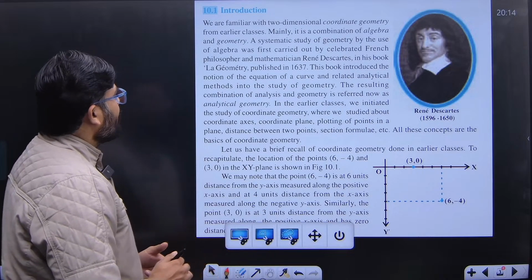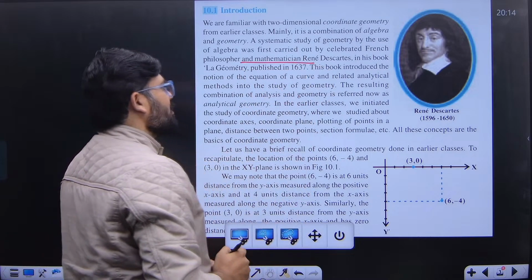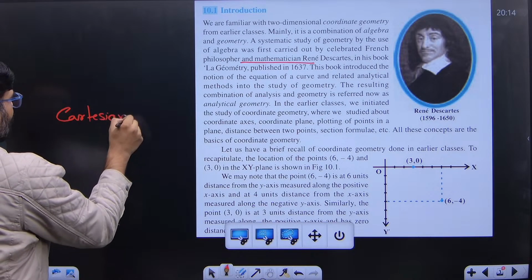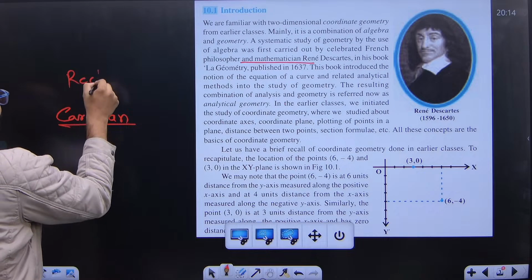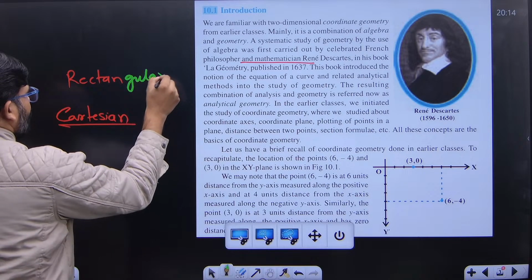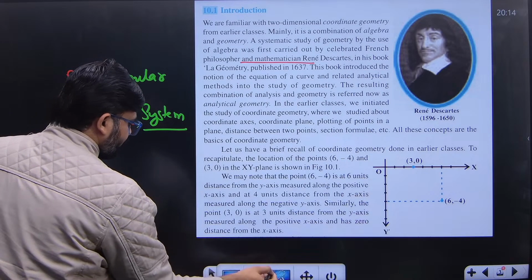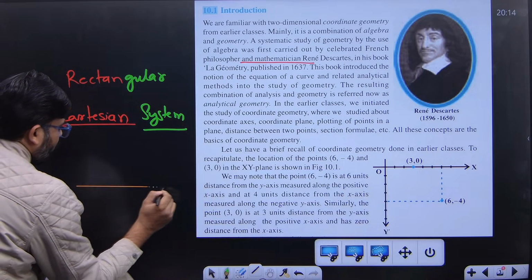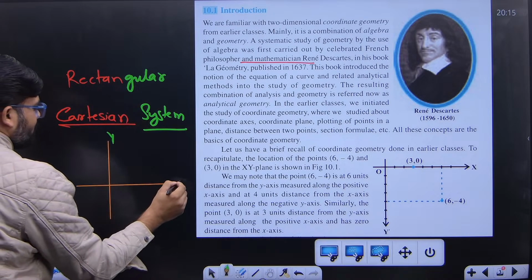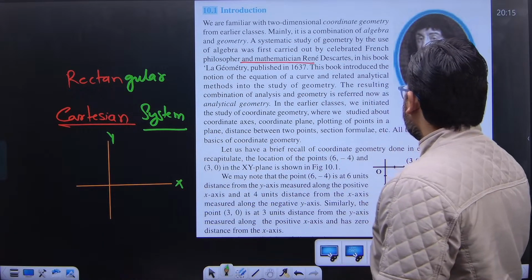A systematic study of geometry by the use of algebra was first carried out by the celebrated French philosopher and mathematician René Descartes, after whose name the Cartesian system of plane is named. It is the rectangular Cartesian system, in which we show an x-axis and also a y-axis. Can you see that it looks like a rectangle? Yes, sir. So it is known as the rectangular Cartesian system, named after René Descartes.